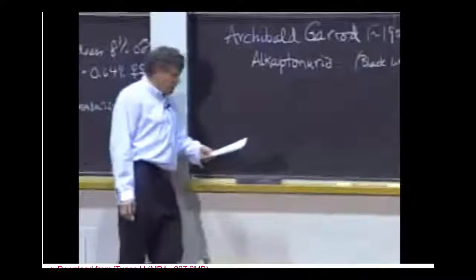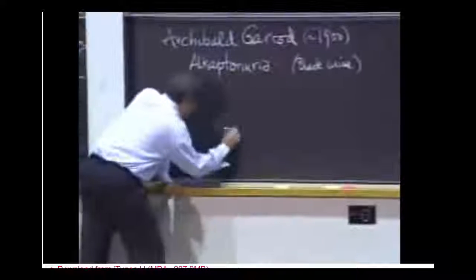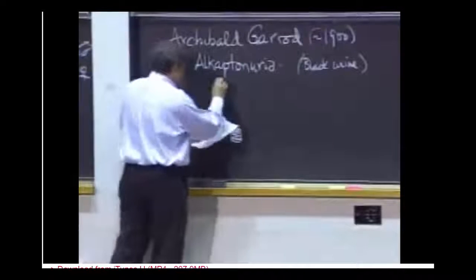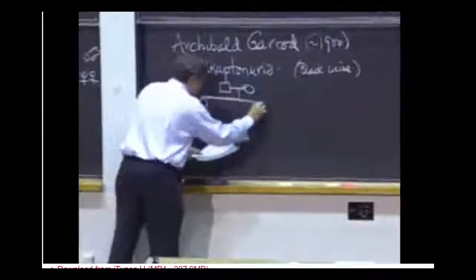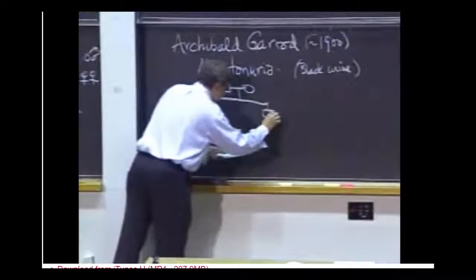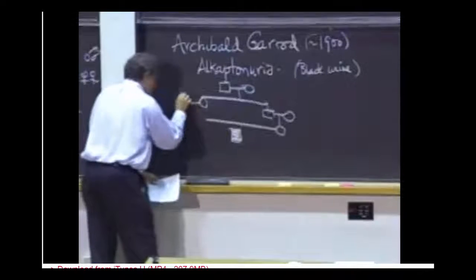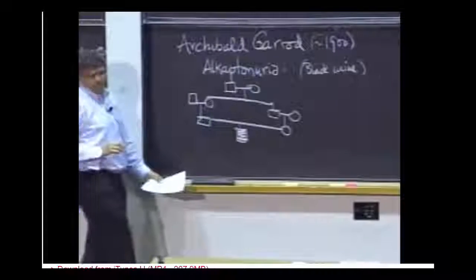So he observed this, and what Garrod noticed, when he studied children with alkaptonuria, is that a very large fraction of affected offspring were in fact produced from matings of first cousins.